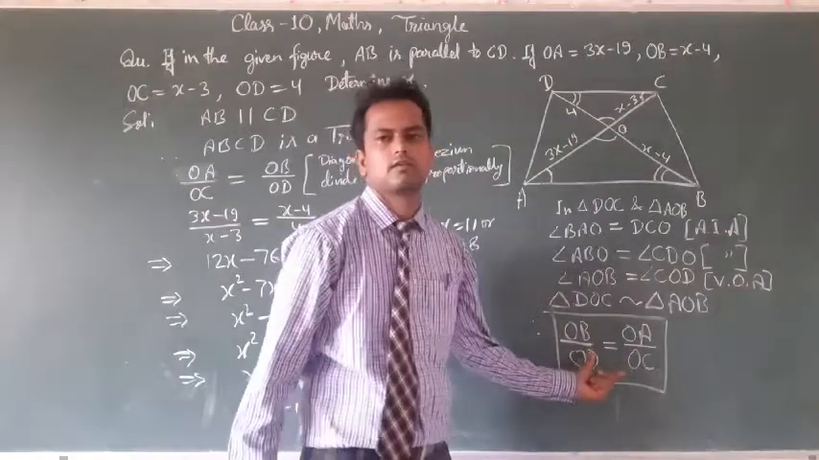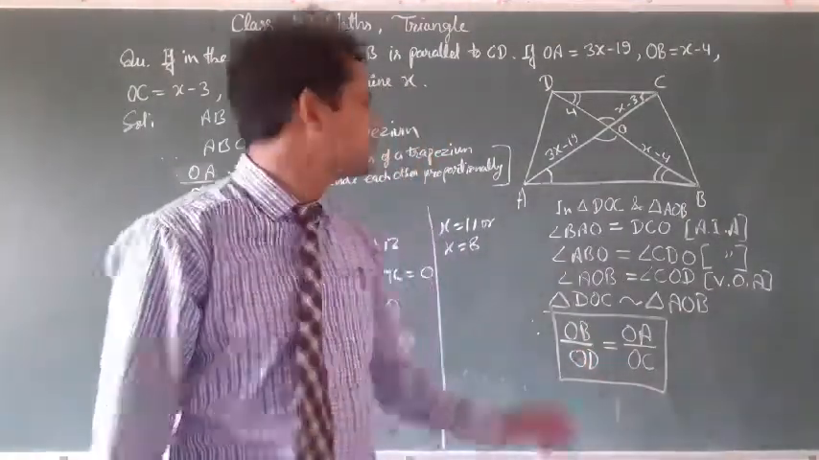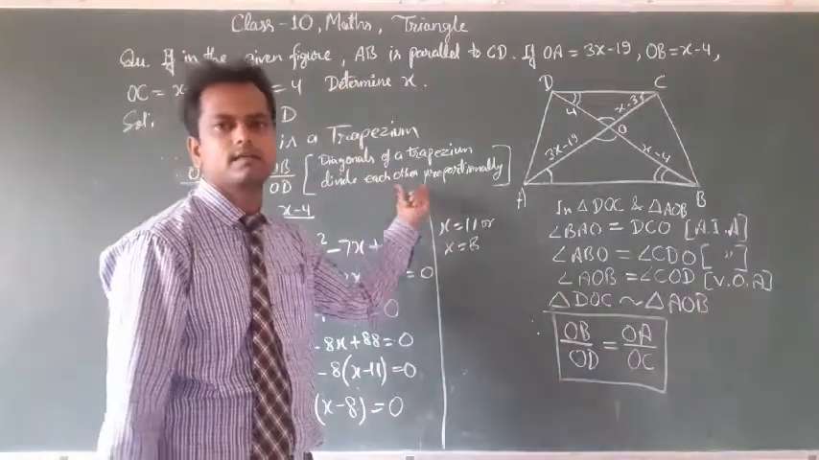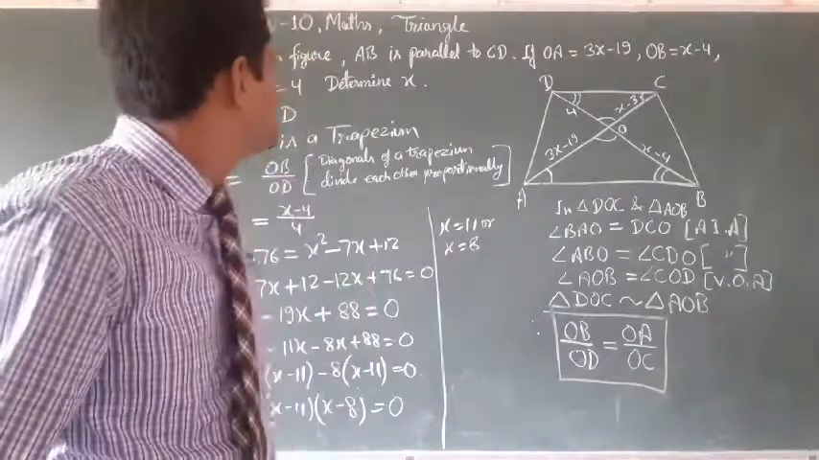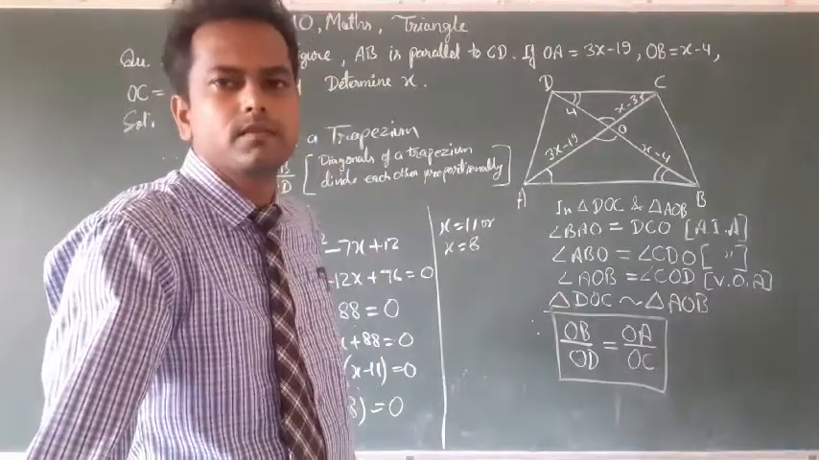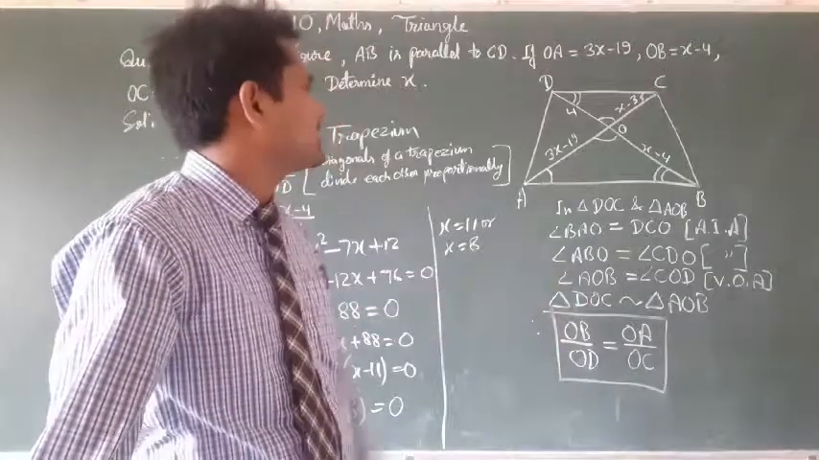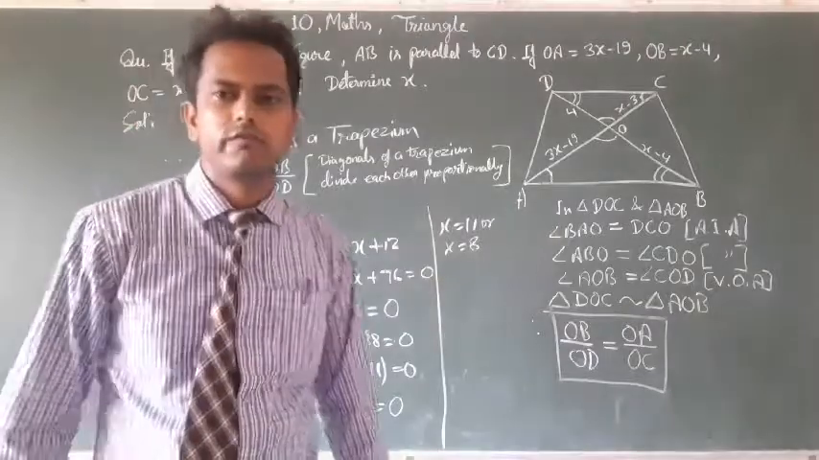Got it? So there is the proof of this statement, how diagonals of a trapezium divide each other proportionally. So here is the derivation of this statement. So write down very clearly.